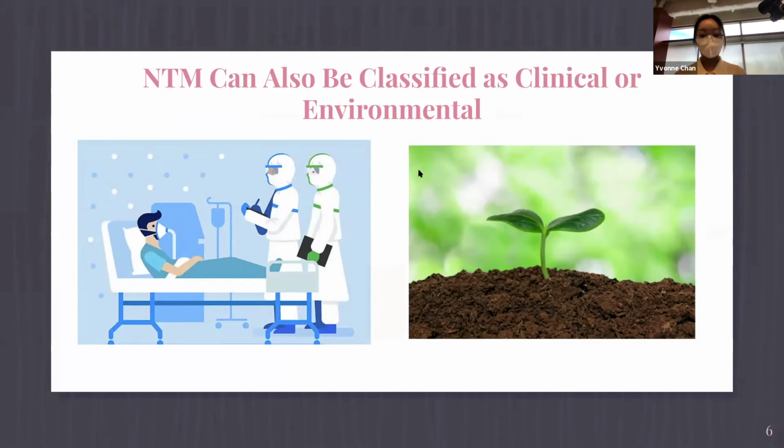NTM can also be classified as clinical and environmental. So clinical species refers to those that have been identified in patients' lungs or bodies, whereas environmental species are those that have not. Thus, clinical NTM are more often associated with pathogenicity than environmental ones, though this categorization is quite ambiguous because non-pathogenic NTM could also have been discovered in patients' bodies. An example of clinical species is M. abscessus, and an example of environmental species is M. smegmatis, which are both NTM.